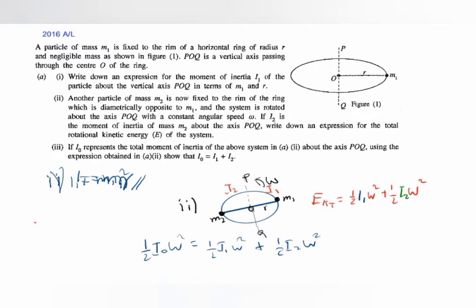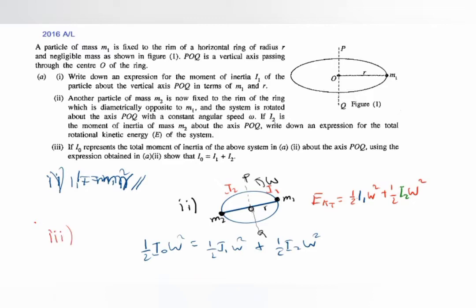So you can write it like what? Half I1 omega square, omega is common for both because it's fixed to the same frame, plus half I2 omega square. So I can write it in that way for the total system. So the next thing, that is the question number what? 3. This is the answer for question number 3.